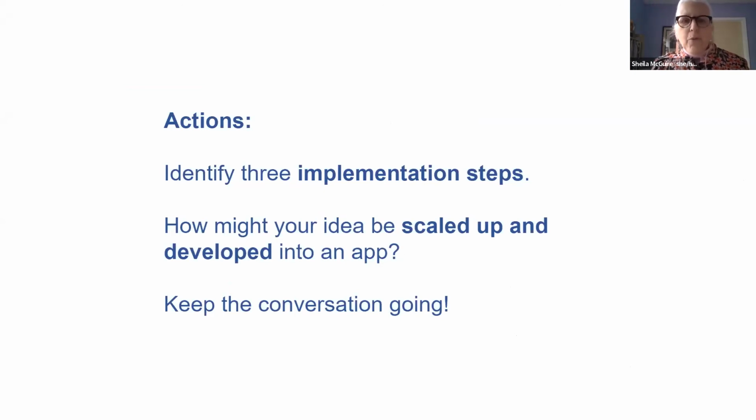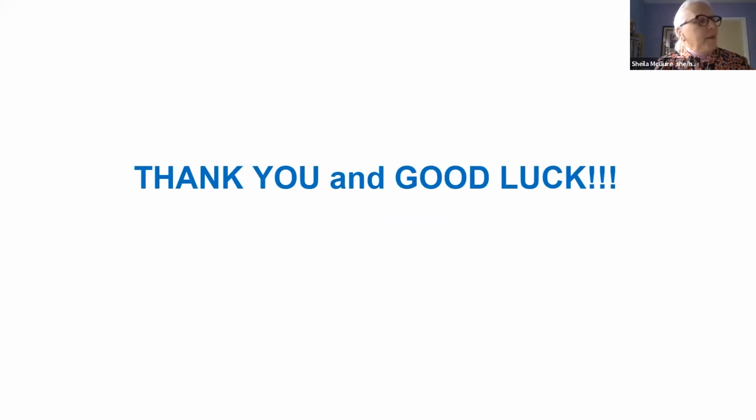So I'd love for you in groups, and you don't have to do this right now, but when you meet with your groups, identify your next 3 implementation steps. Sometimes taking things in smaller bits really helps. How might your idea now be scaled up and developed into we have an app and we had some AI going on in that app, right? So what do you have to do to make that happen? Keep talking to each other. That's super important. And I just want to say thank you and good luck.